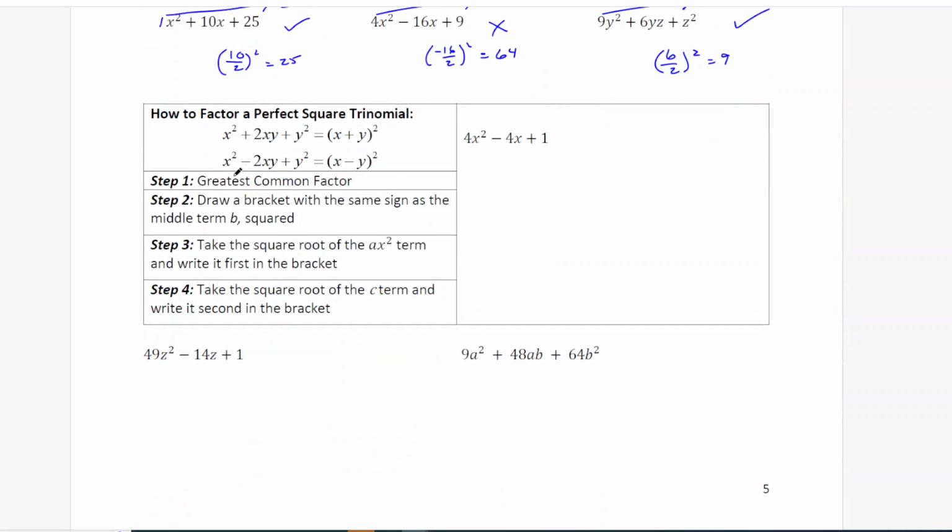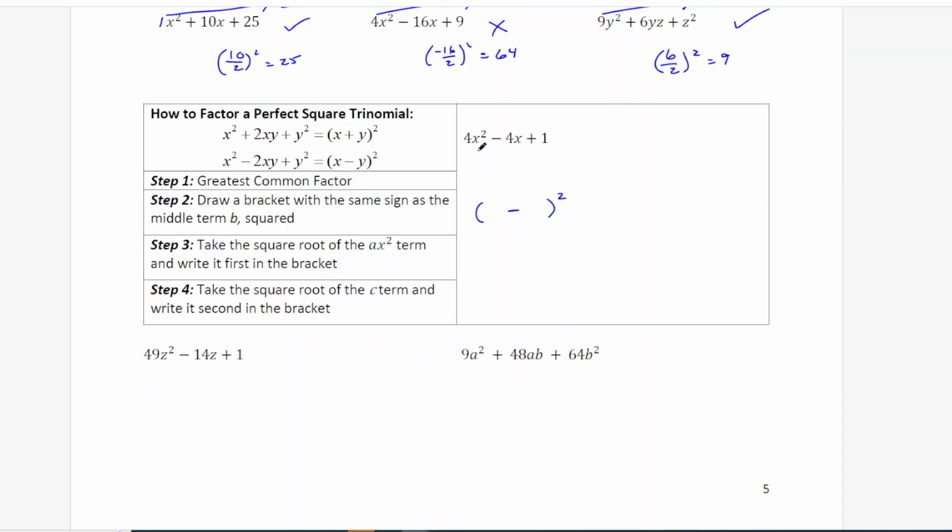But how do you then factor? So the first thing is you recognize it's a perfect square trinomial after you've greatest common factored. And then to factor, it's pretty simple. You literally draw two brackets and make sure it's squared, right? And then you take the sign of the middle term and you put it in there. So this is going to be a something minus something all squared.